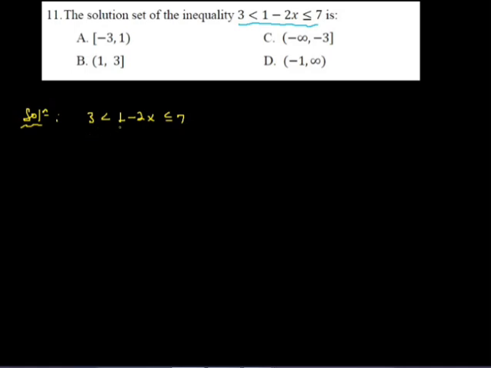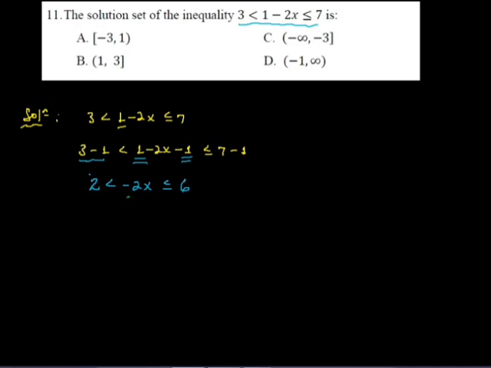To eliminate the 1, in each part of the inequality we will subtract 1. Okay, 1 minus 2x minus 1 is less than 7 minus 1. Subtracting the same number from each part of the inequality causes no problem. So this minus 1 minus 1 is 0. Here, 3 minus 1 is 2, so 2 is less than minus 2x. Since these cancel to 0, this is less than or equals to 7 minus 1, which is 6.